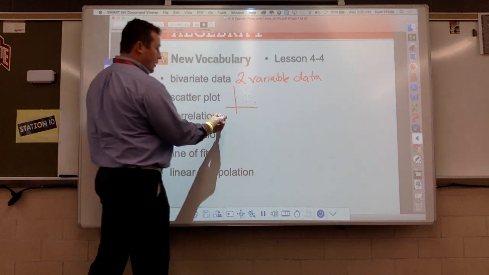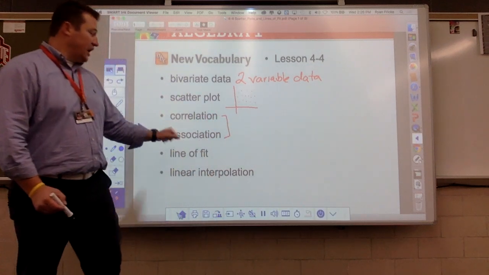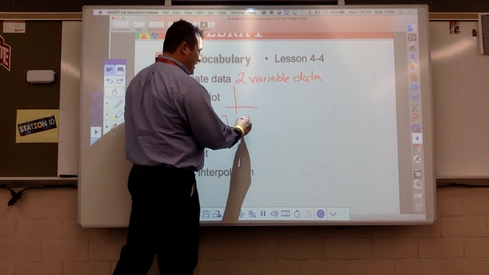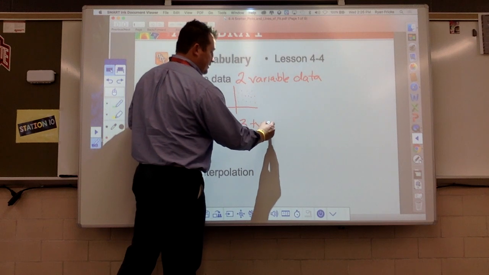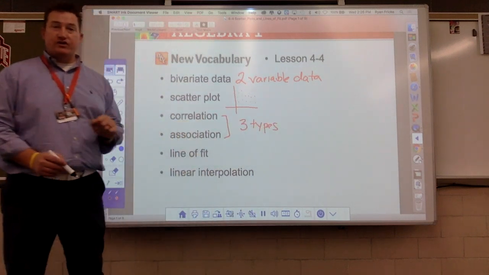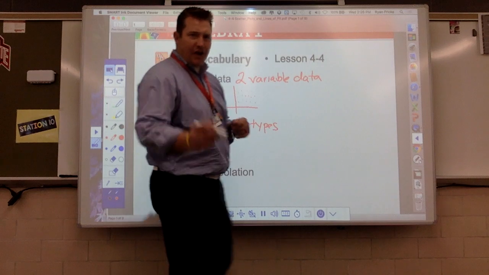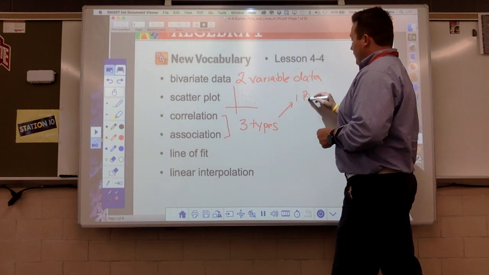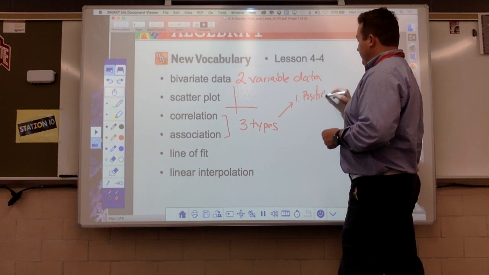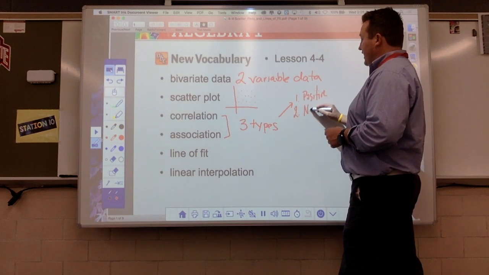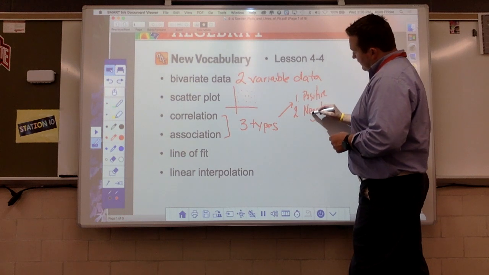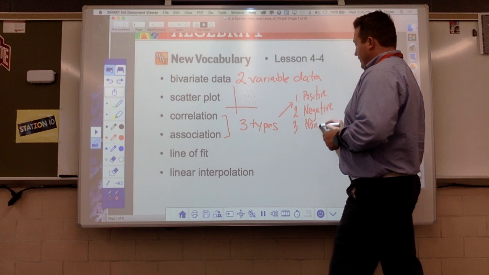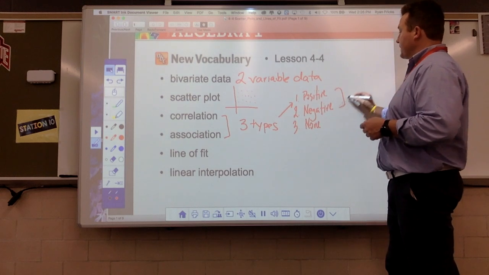These next two mean the same thing: correlation and association. We have three types of correlation or association. Type number one, positive. Type number two, you guessed it, negative. Type three, none.